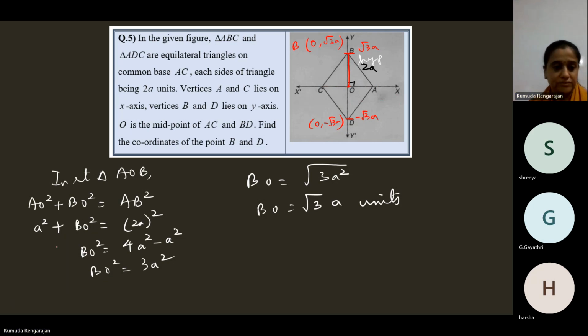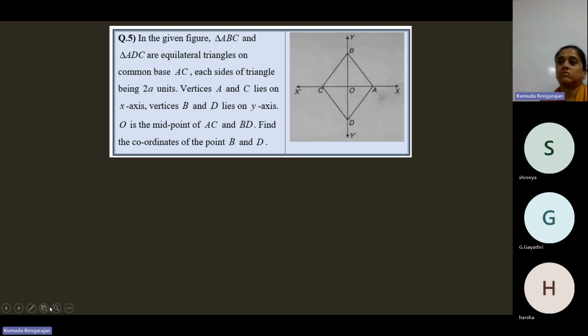All right. So we'll see the information again. ABC equilateral, ADC equilateral, side of the equilateral triangle, 2A units. O is the midpoint of AC. O is also the midpoint of BD. That's why we have A here and A here, because this is 2A and this is the midpoint. The question is to find the coordinates of B and D, for which we need to find the length of the line segment BO. And since OB is equal to OD, it's enough if you find OB. All right? Please take down the question and I'll work the answer now.